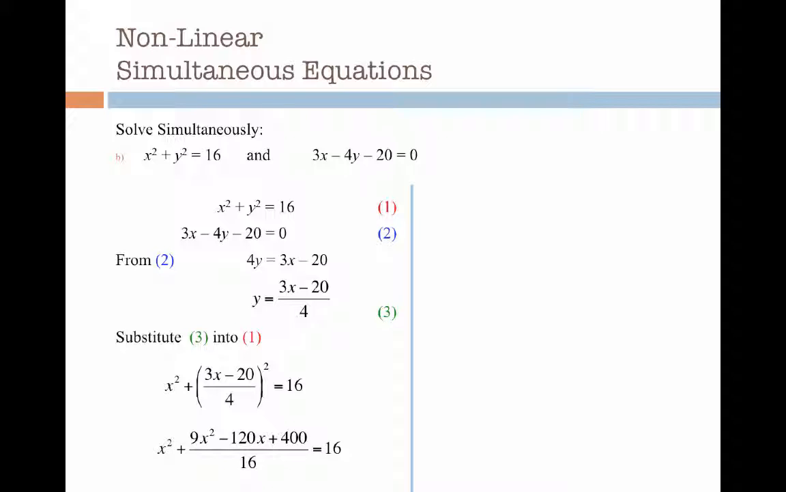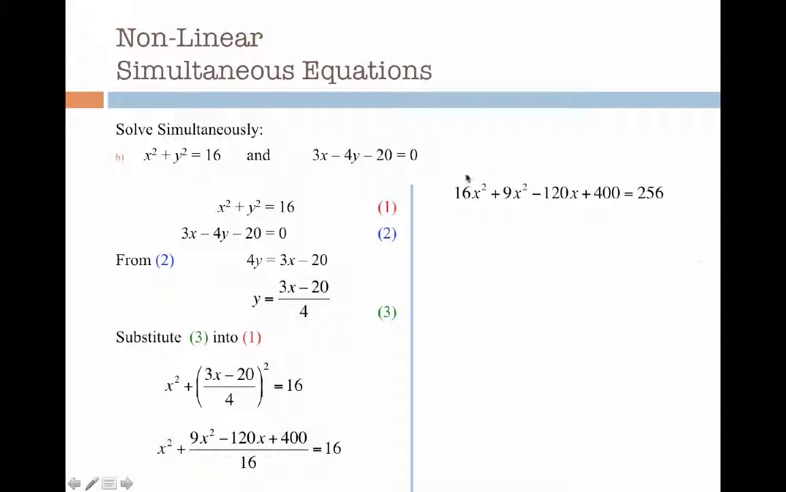But my next step after this one would be to multiply all of my terms by 16. That's the denominator in my fraction. If I multiply all three terms, that is, I'm going to multiply the x squared by 16, this fraction by 16, and this 16 by 16, what I end up with is 16x squared plus, now that's just the numerator right here, 9x squared minus 120x plus 400, and that'll equal 256, which is 16 times 16.